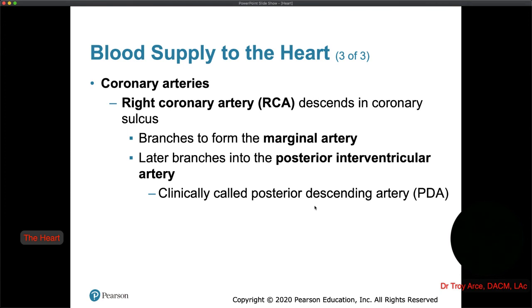The right coronary artery descends in the coronary sulcus and branches to form the marginal artery, which later branches into the posterior interventricular artery, clinically called the posterior descending artery, PDA. And they anastomose with the left side on the back of the heart.